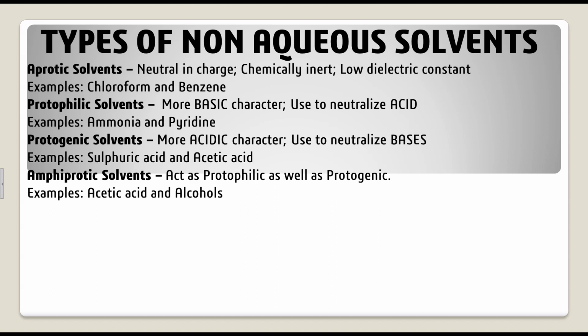What is a protophilic solvent? This looks more basic in character and is used to neutralize acid, for example, ammonia and pyridine. Third category, protogenic solvents. This looks more acidic in character and is used to neutralize bases, for example, sulfuric acid and acetic acid. Finally, amphiprotic solvents. They act like both protophilic and protogenic, for example, acetic acid and alcohol. These are the 4 different types of solvent involved in non-aqueous titration.